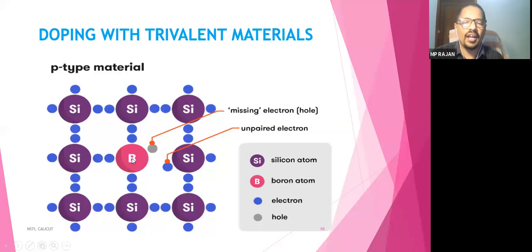So this is called a trivalent material, having only 3 free electrons outside. The 4th electron is the unpaired electron. So this is a missing electron. So in this type of material, after doping, we call it a P-type material. So a semiconductor, you can make it an N-type semiconductor and a P-type semiconductor.